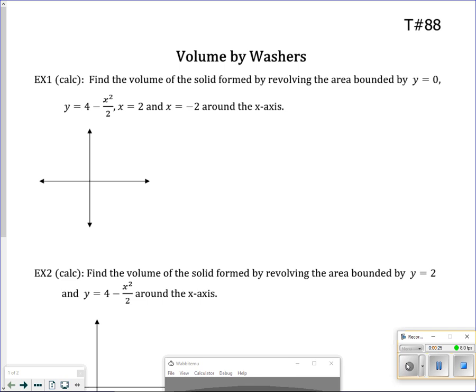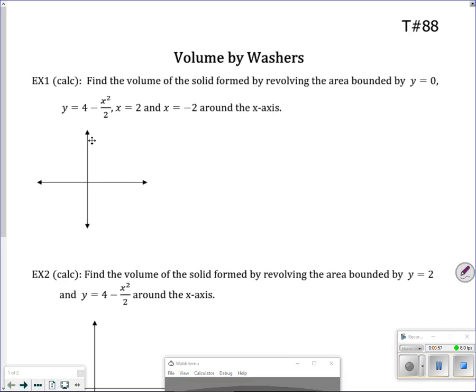start off the same, bounded by y equals 0, so that's the x-axis, y equals 4 minus x squared over 2, x equals 2, and x equals negative 2. So let me get my picture on that. And again, you could use your calculator to get these if it's a calculator portion. I kind of know what these guys look like. So 4 minus x squared over 2 kind of looks like this-ish. I have the y equals 0.